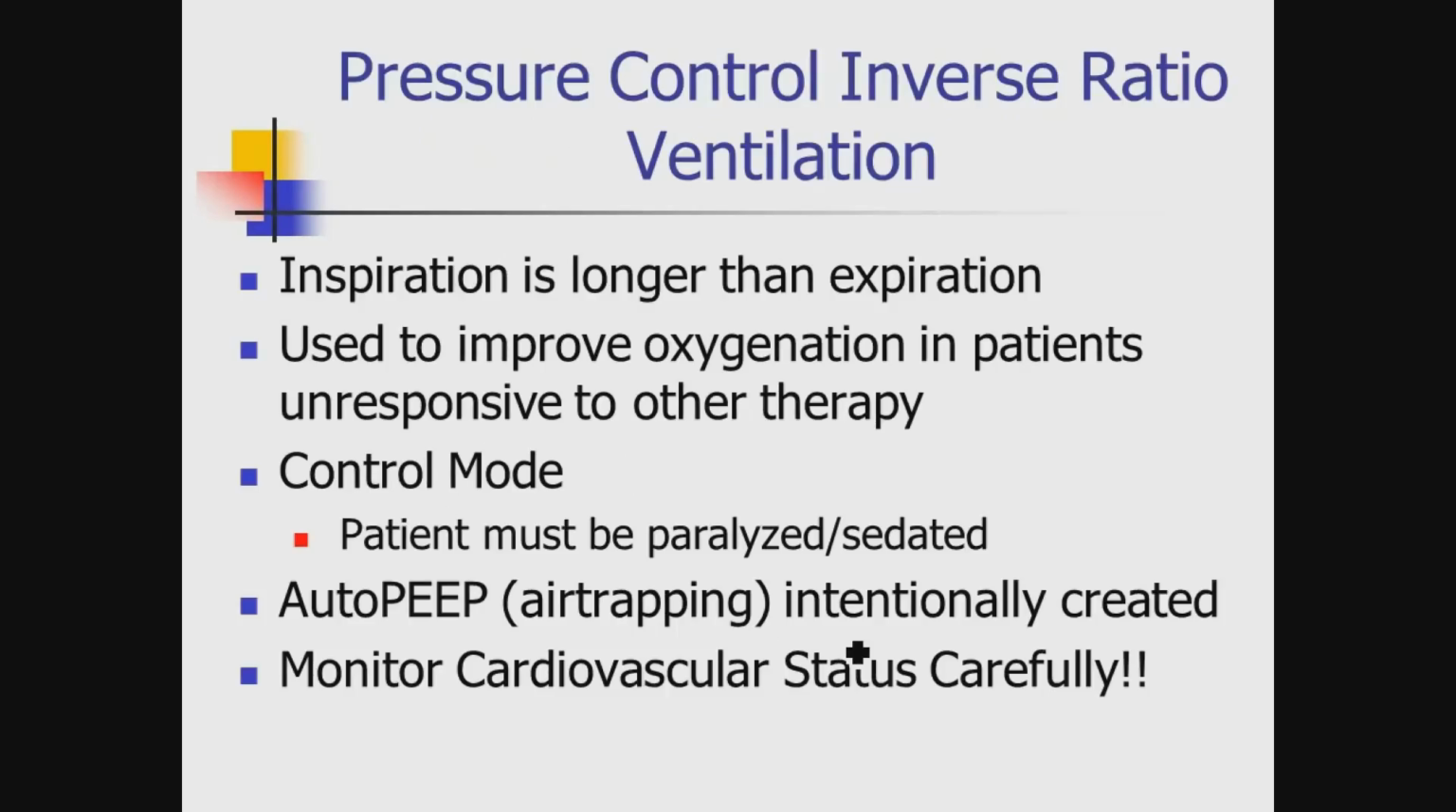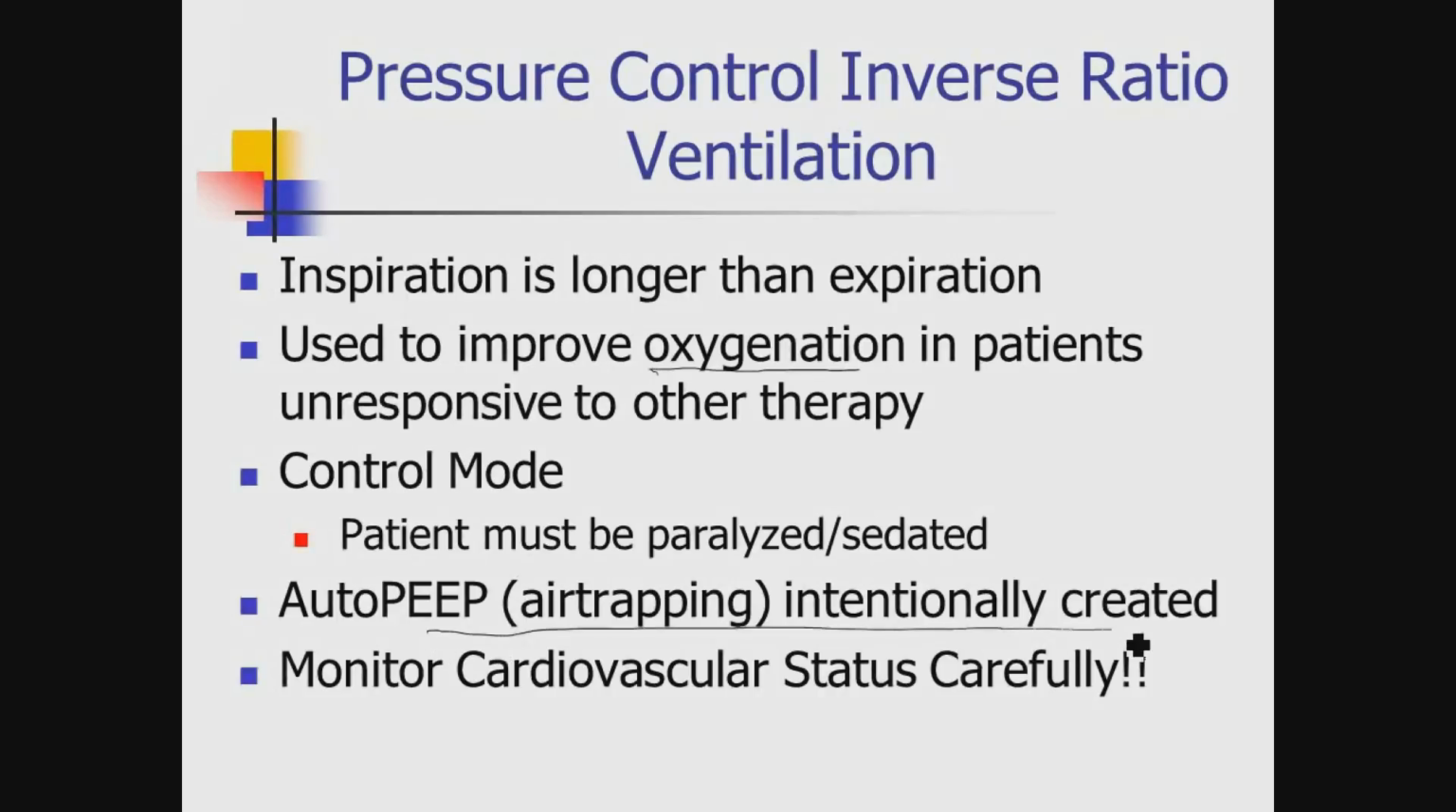Now there is something called inverse ratio ventilation, where I purposefully create an inspiratory time that's longer than an expiratory time. And if you think about it, that's got to be very uncomfortable. And it is. That's why we often have to control these patients when they're in this kind of approach to ventilation. We primarily do it to improve oxygenation in patients that are shunting tremendously. Okay?